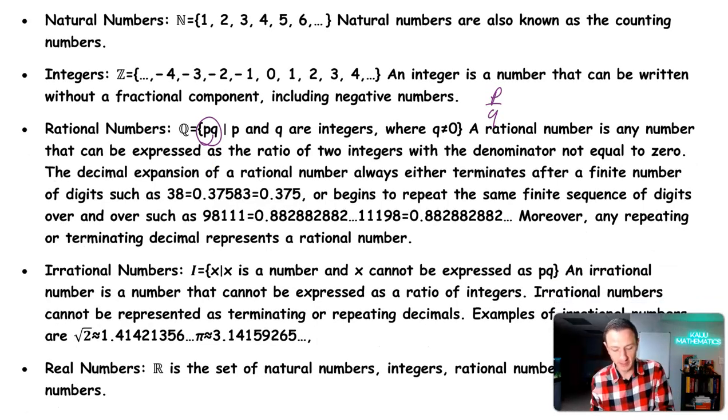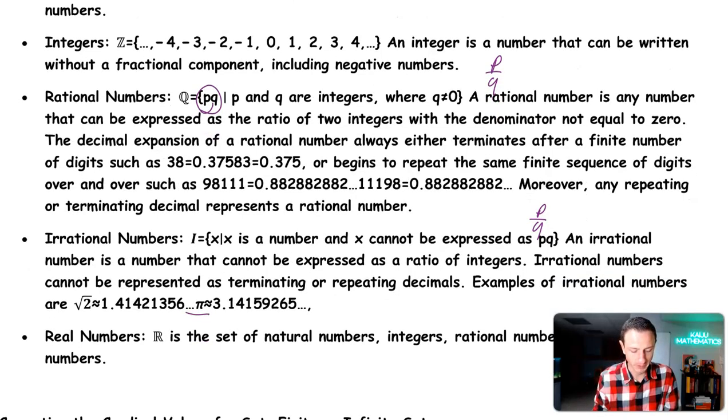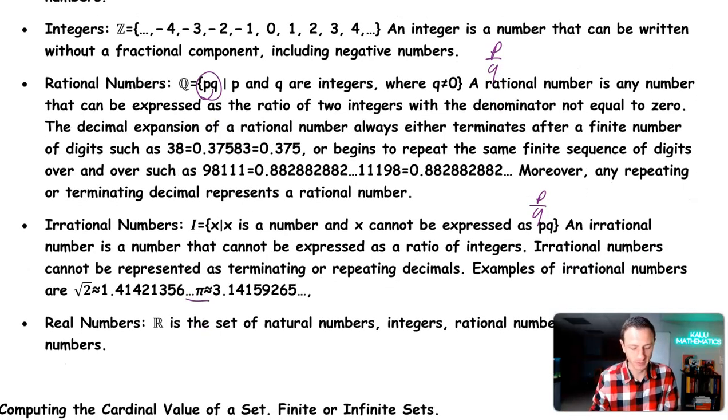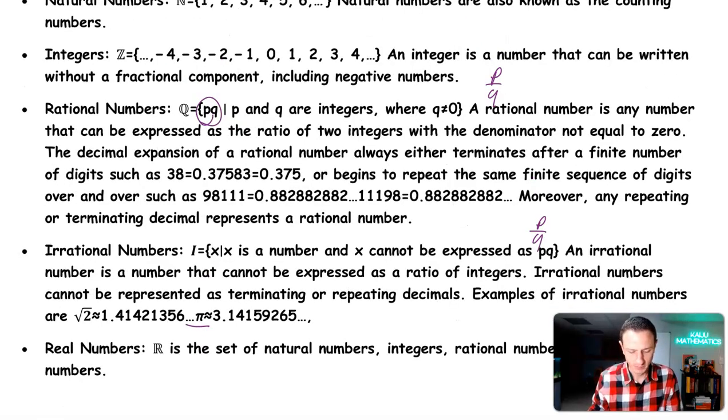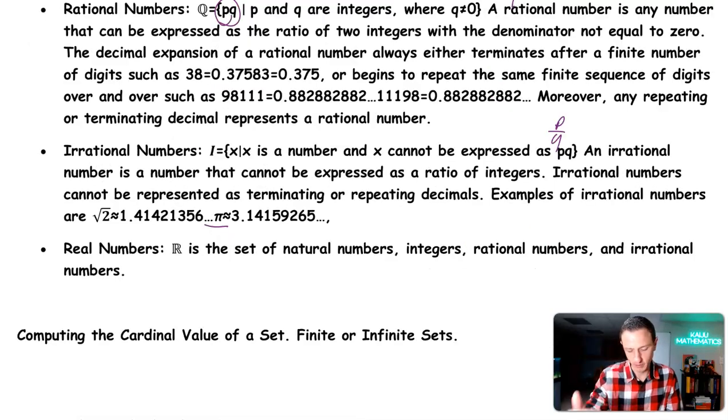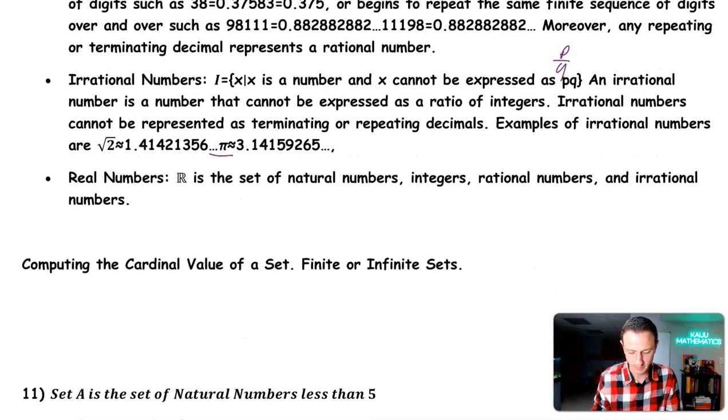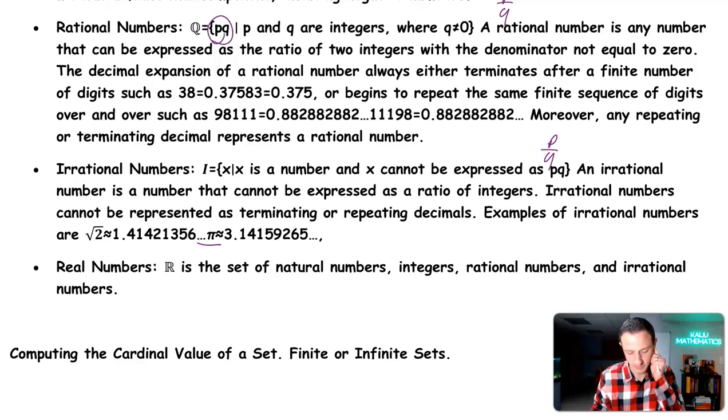Irrational is a number that cannot be expressed as p over q. You can't write it as a fraction, like the square root of 2 or the value of pi. You can't write pi as a fraction, so it is irrational. Then real numbers is the set of natural numbers, integers, rational numbers, and irrational numbers. It's a quick breakdown of those. If needed, I'll come back to them, but I don't want to spend 5 minutes talking about these number systems.